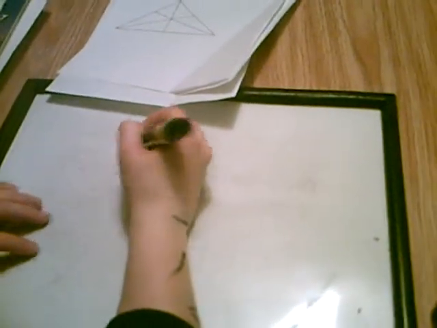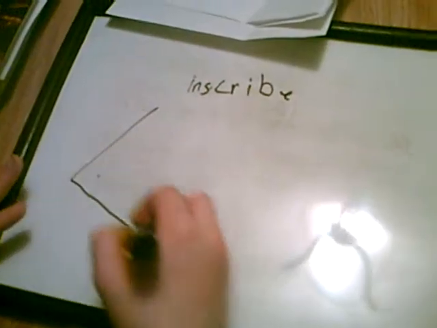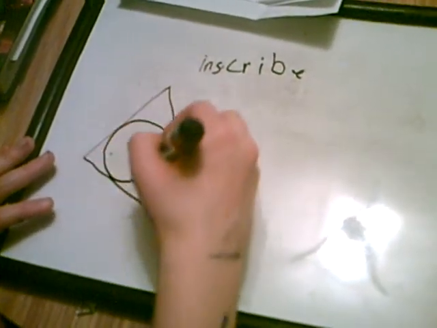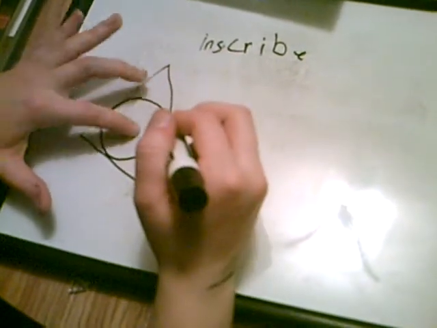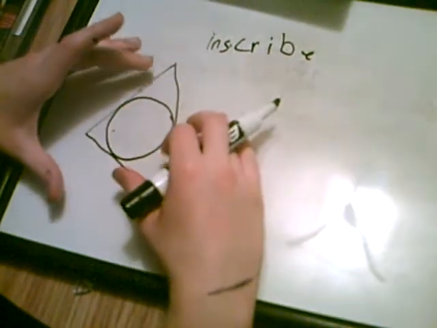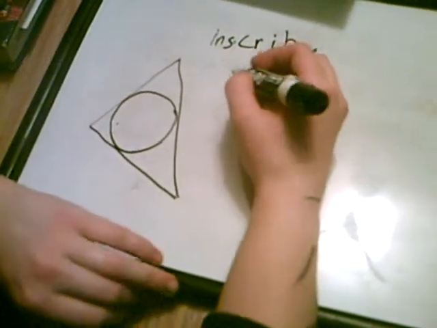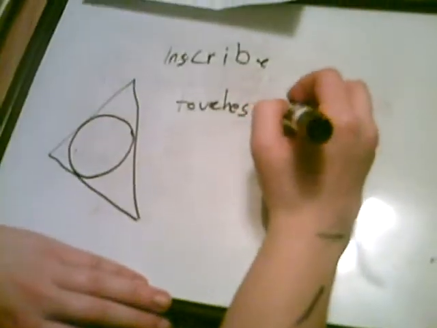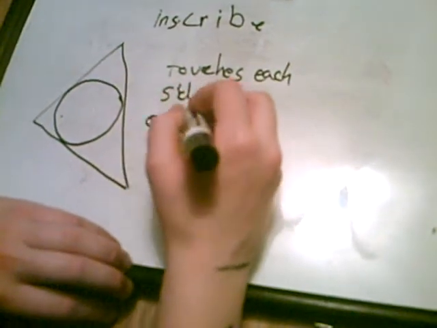If you want to inscribe something, it's very similar because, alright, I'm going to inscribe what I want to do. So I have a circle inside the triangle. And the circle is inscribed in the triangle, and the triangle is circumscribing the circle. If you understand that at all. Alright, the difference is that the circle touches each side at exactly one point.